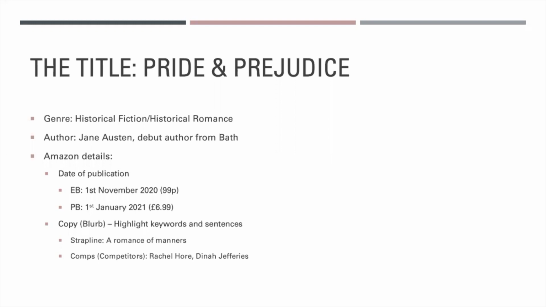But for the sake of Pride and Prejudice, having a look at one of the Pride and Prejudice pages on Amazon, I pulled off the strapline, which is A Romance of Manners. The strapline being the top, above the blurb, there's normally a line in bold, and that's called the strapline. And so on this page, it was A Romance of Manners, and the competitors beneath it was actually Rachel Hoare and Dinah Jeffries. So we do that.